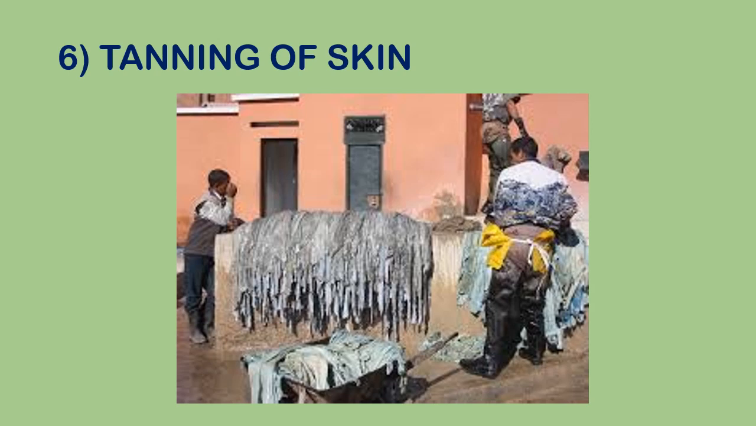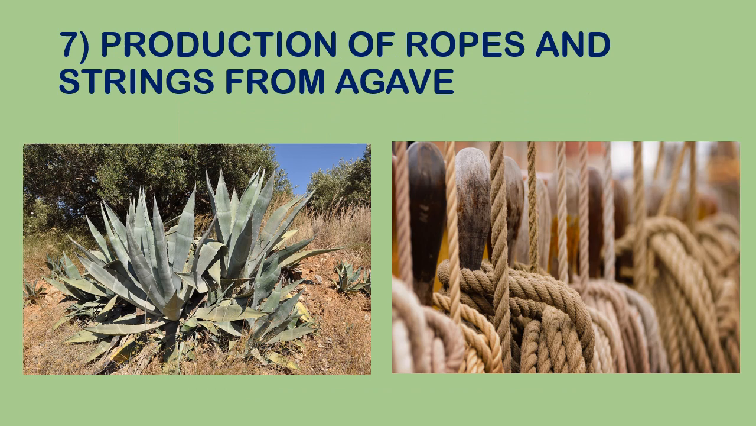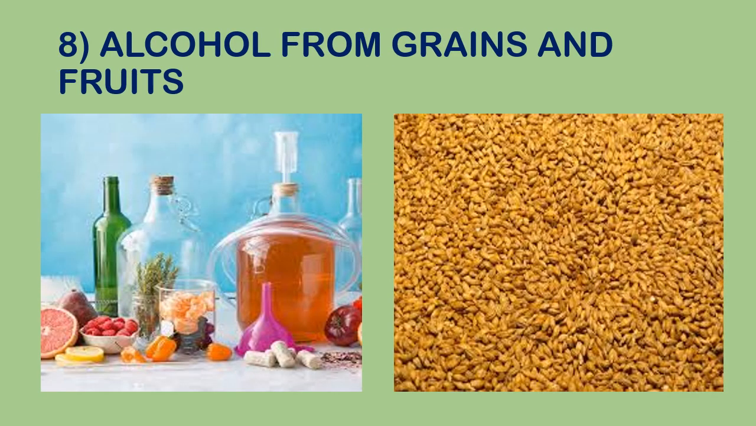Tanning of the skin. This is the industrial use of microorganisms. Then we have the production of ropes and strings from agave. This is the agave plant from which the strings and ropes are obtained, and microorganisms also play a very important role in this production. Then we also obtain alcohol from grains and fruits.